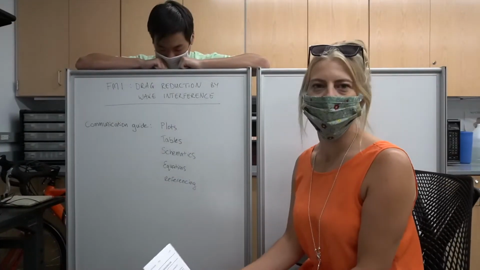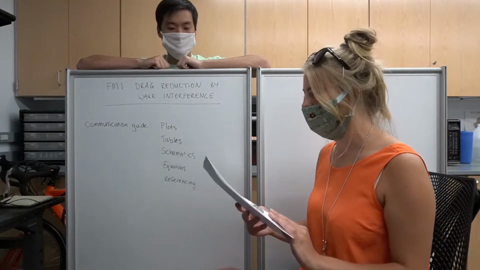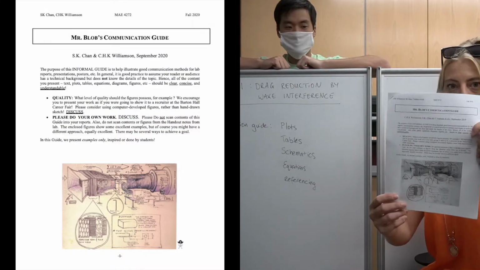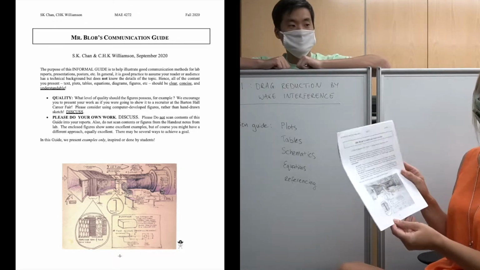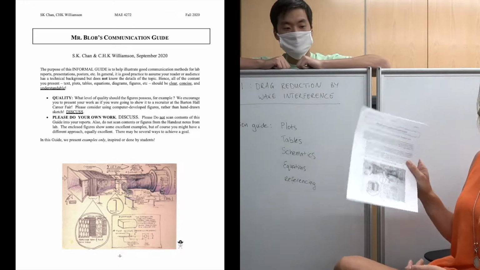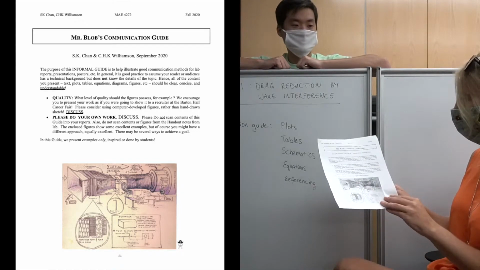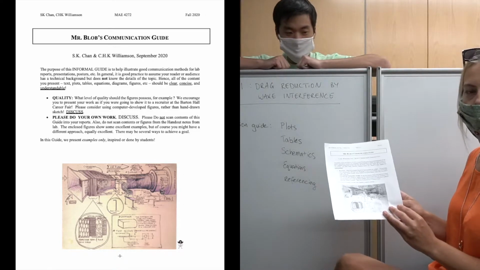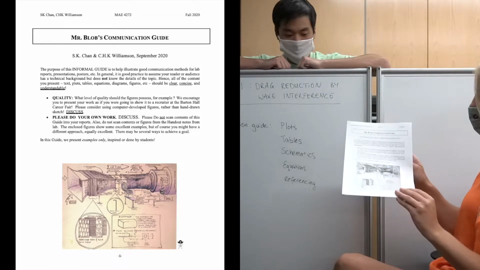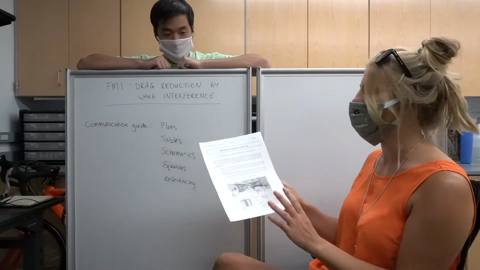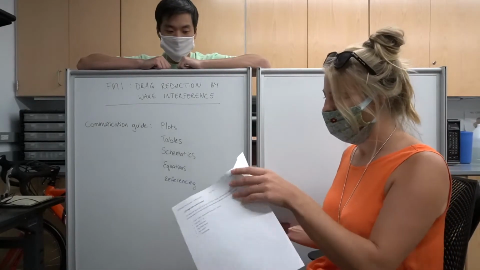Okay, so before you start your reports, each of you should have a copy of Mr. Blob's communication guide. We highly recommend that you have this communication guide next to you while you are doing your reports, because it has lots of good hints and tips of what we'll be expecting when we see your final reports. We're going to leave you to read this through thoroughly in your own time, but a few things that we would like to highlight.